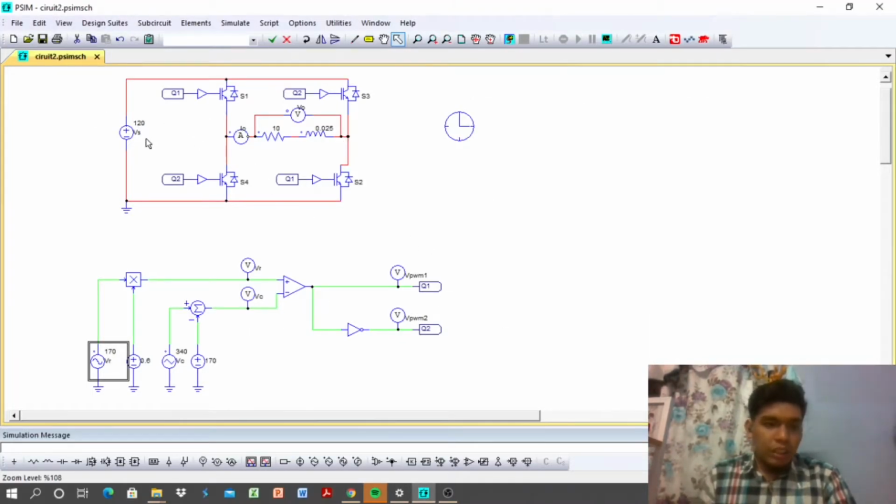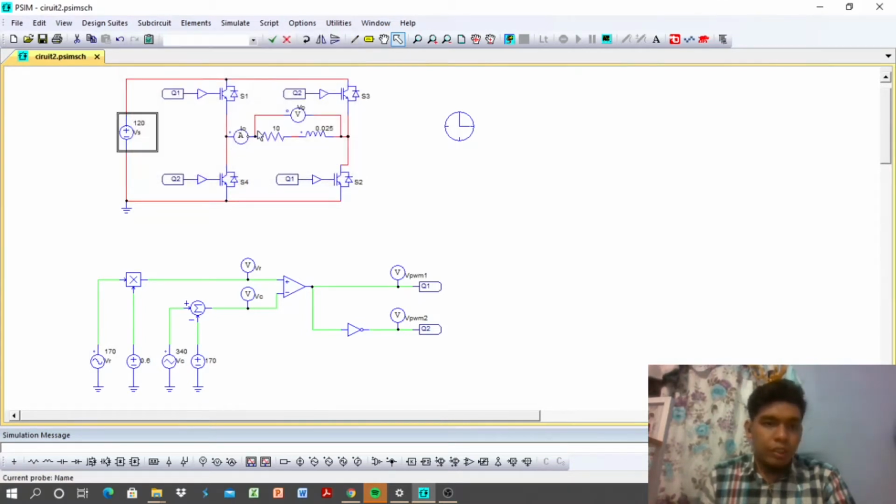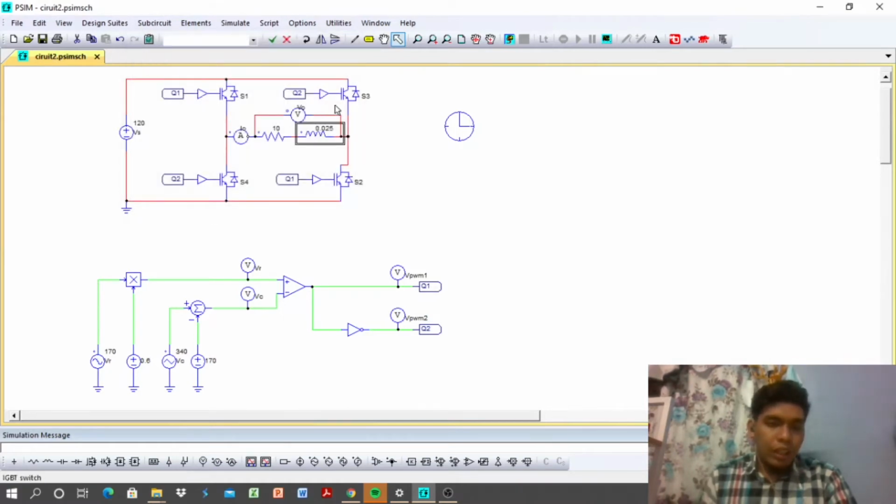This is the circuit. The Vs is 120 volt. The resistive load is 10 ohm and the inductive load is 0.025 Henry. And we connect with four other IGBTs that we rename S1, S2, S3, and S4.